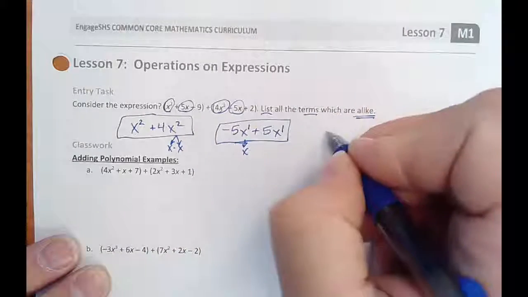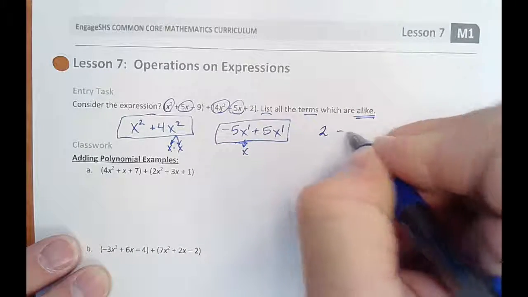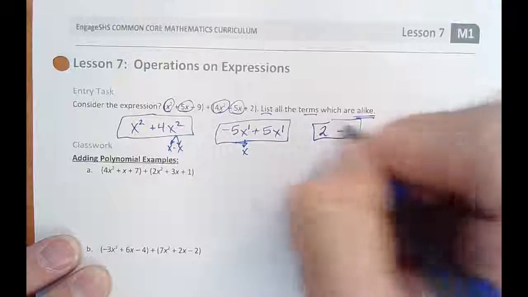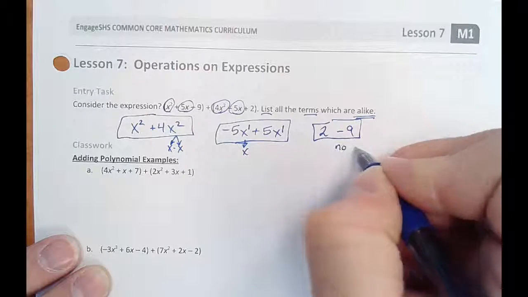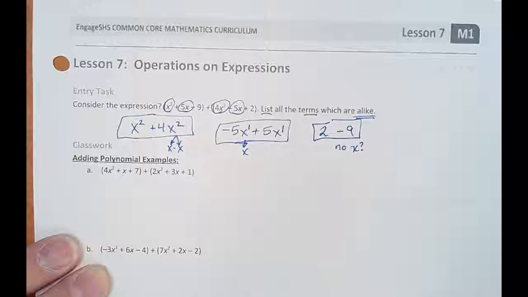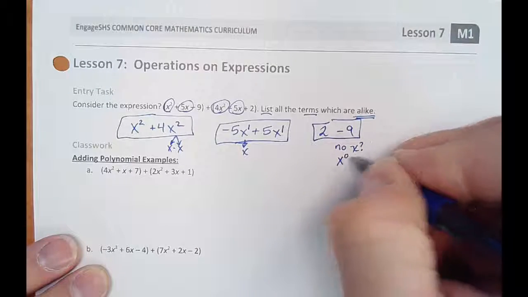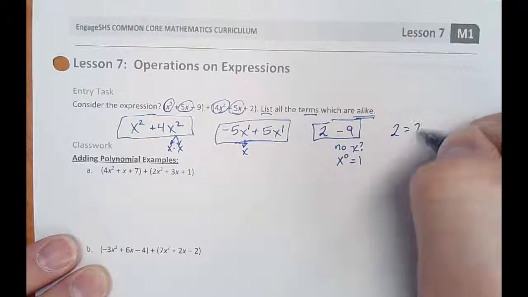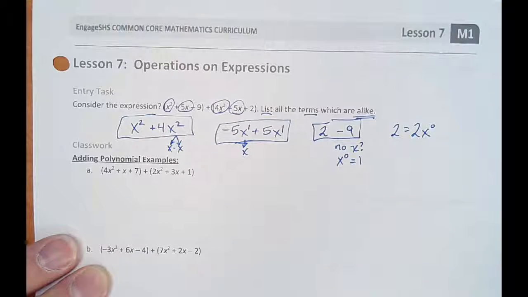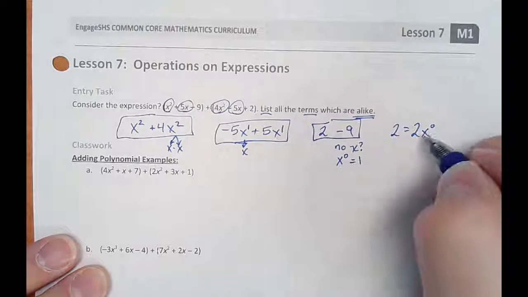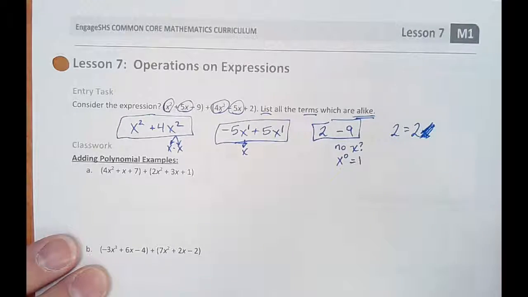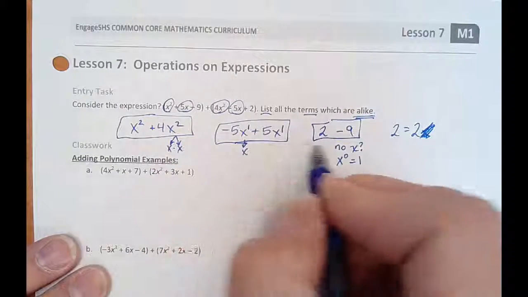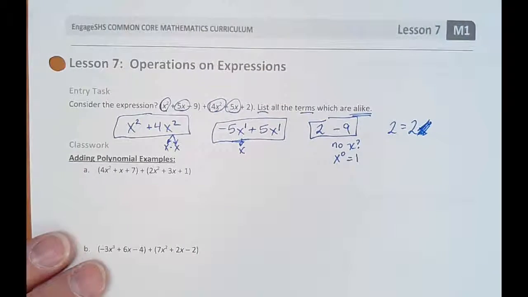There's one more pile of like terms. There's the 2 and the minus 9. These don't have x's on them. Well, I mean, technically they do. X to the 0 equals 1. So technically 2 is the same as 2 times x to the 0. But we don't need to necessarily put that at all. So 1, 2, 3 like terms.